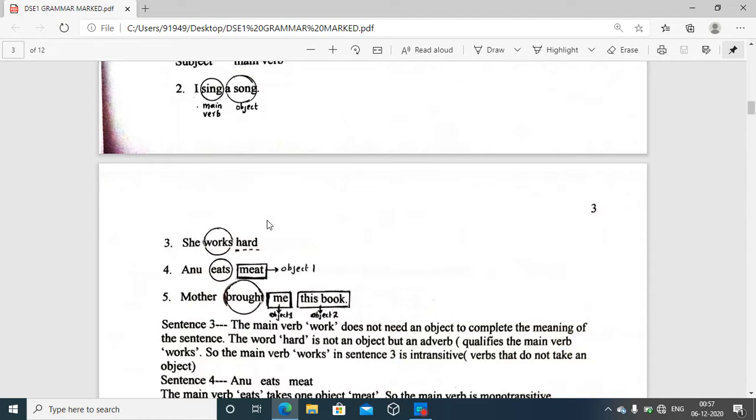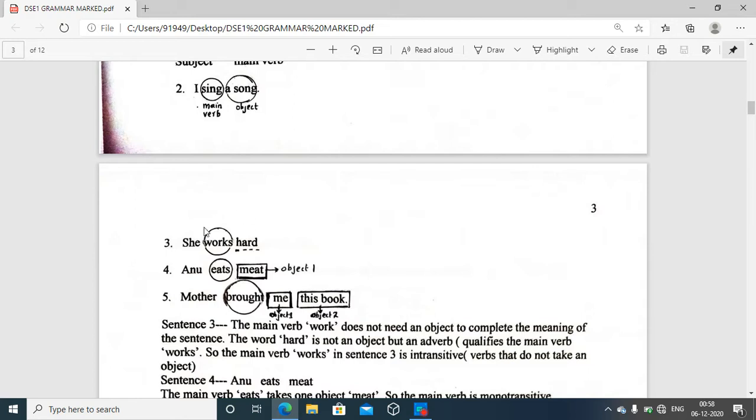She works hard. Again, in the position of I, here it is she. In the position of sing, you have another main verb, works. But what about hard as a word? It is not at all an object. The object should be something which that action has some effect on, or something to do with. Here it is just the way she works.